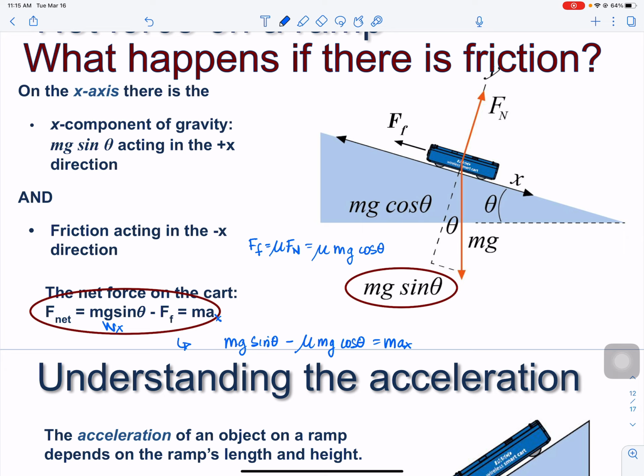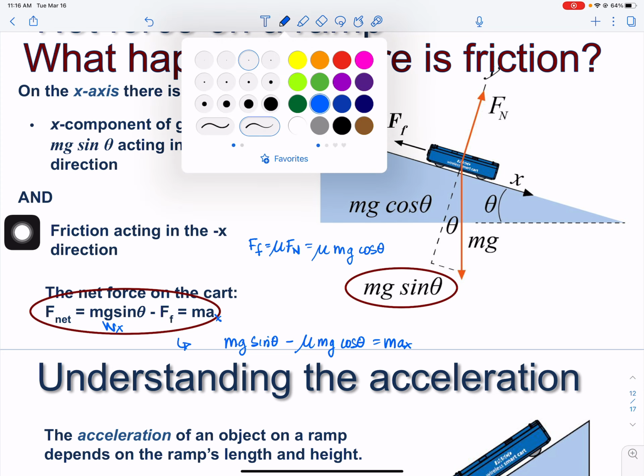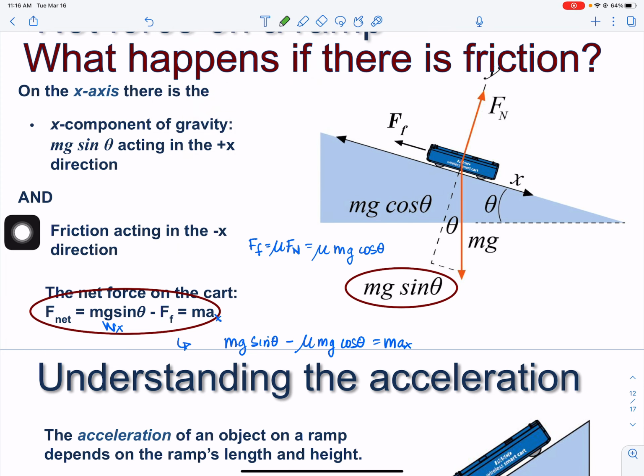And every single expression in here has an m. And so I can also find acceleration when there is friction. I've got g sine theta minus mu g cos theta is equal to ax. So that's the acceleration when there is friction.